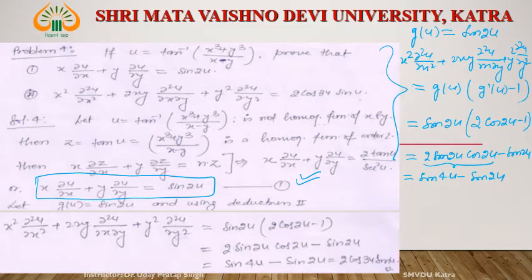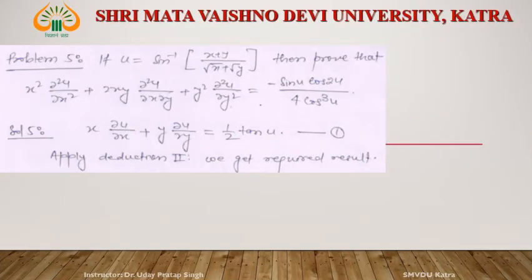Right? Apply the formula of sin C minus sin D. Sin C minus sin D is 2 cos((C+D)/2) sin((C−D)/2). So 2 cos of (4u plus 2u)/2, that is 6u/2, that is 3u. Right? And sin of (4u minus 2u)/2, that is 2u/2, that is sin u. Right? This is the right hand side. Now, this result will be deduction formula 2. Similarly, this is for your exercise.